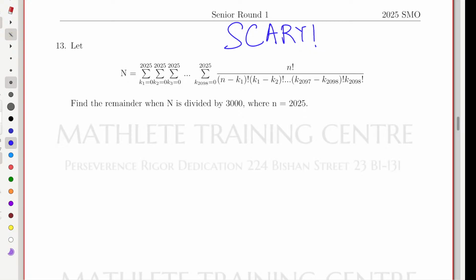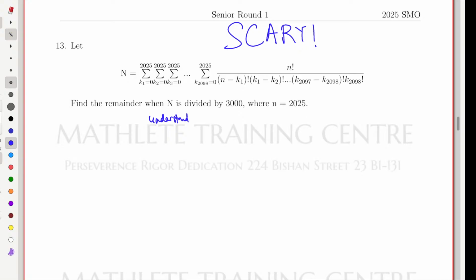But as I mentioned before, the scarier it looks, the less scary it's supposed to be. It's supposed to be easier to do. But how? The way to do this question is that we need to understand what it actually means. What it actually means is a combinatorial problem, where you can think of each one of these n minus k1, k1 minus k2 as gaps.